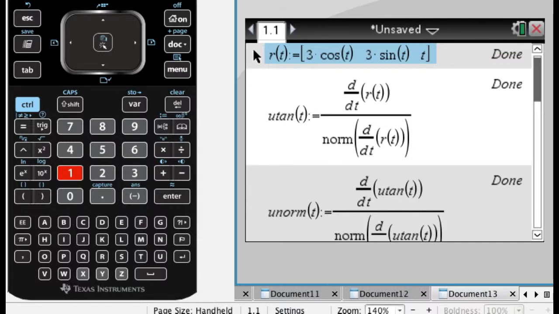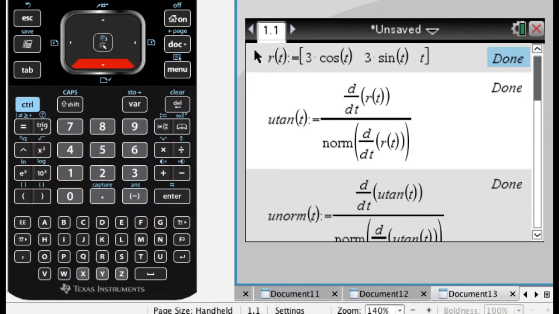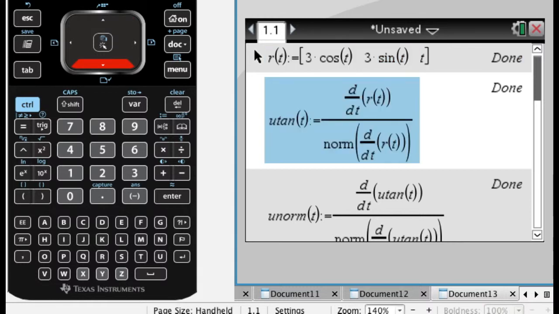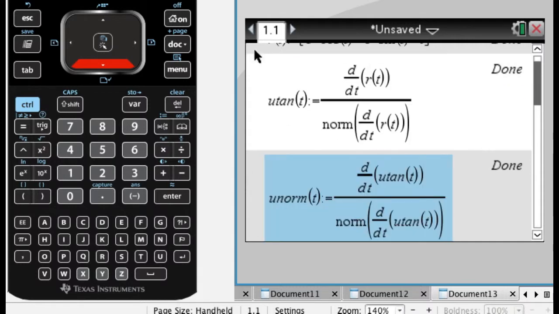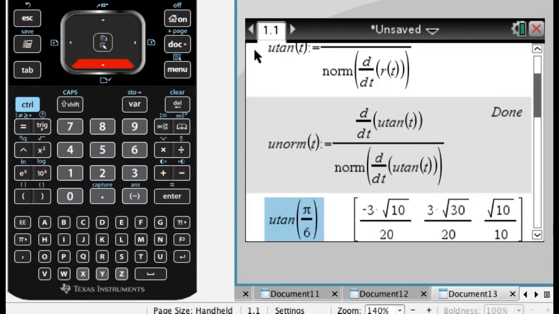Alright, what we're trying to do is find the equation of an osculating circle. We've already found the equation of an osculating plane in the previous video. We used r of t is 3 cosine t, 3 sine t, t. We defined a function for the unit tangent vector, and then one for the principal unit normal vector, which is going to be important in what we're about to do.